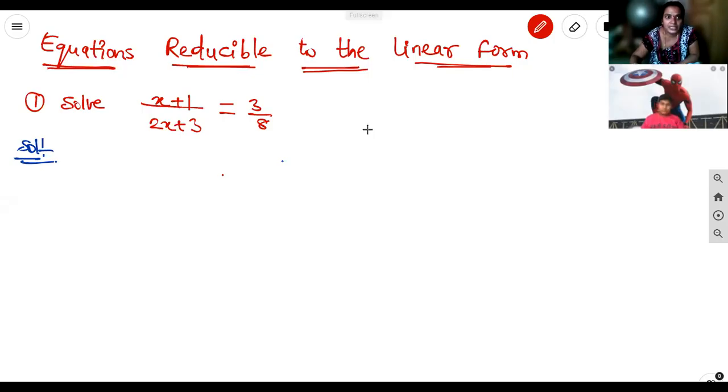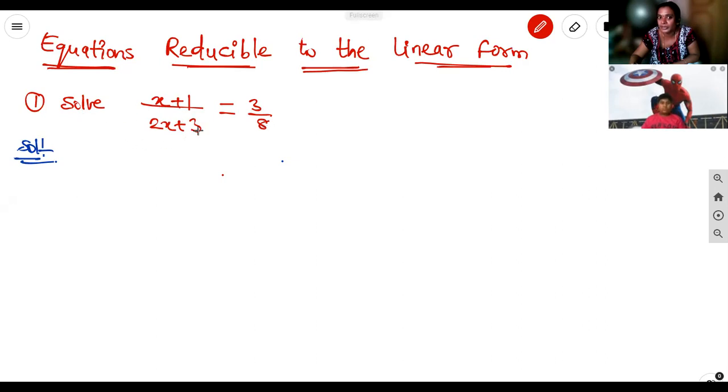Next topic we are discussing is linear equations with one variable. If the equations are given in fraction form, then reduce them to linear form. Linear form means the variables should be in the numerator only, not in the denominator. For example, we are taking one problem: solve (x + 1)/(2x + 3) = 3/8.